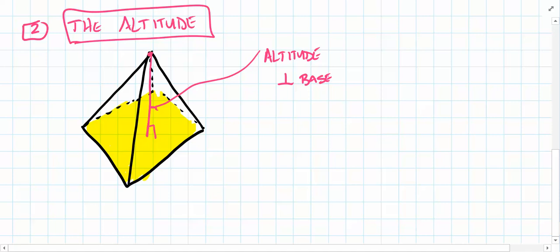That's what's known as the altitude, and that's how we measure the height of a pyramid. It's that piece right there, from the center of the base to the top, the vertex.